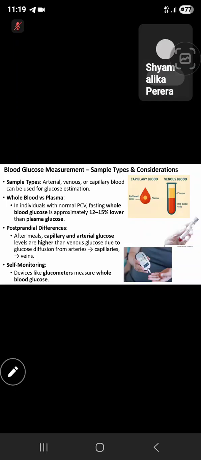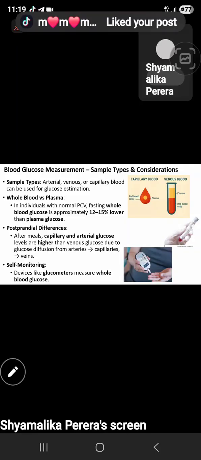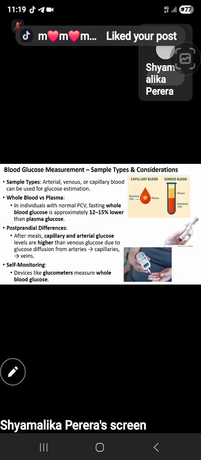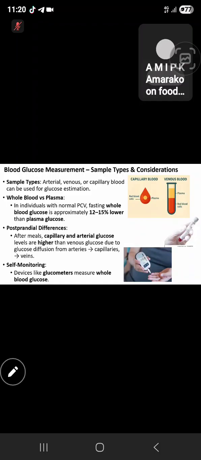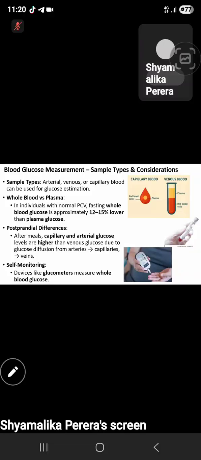Not only that, there's a difference between postprandial, after meals, values, because in our body, after digestion, glucose diffusion starts from arteries, through capillaries, to veins. So just after a meal, after digestion, a high amount of glucose is present in the arteries, and then it ends up in the capillary beds, and then circulates back with the veins. At that time, when we take venous blood samples, the blood glucose is low. So those are the differences related to having meals.